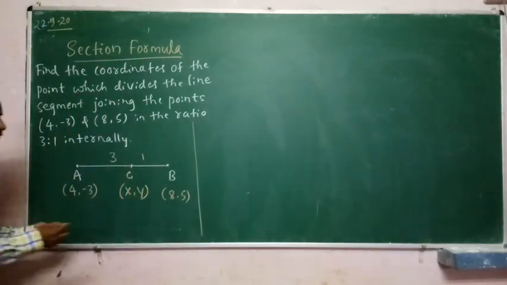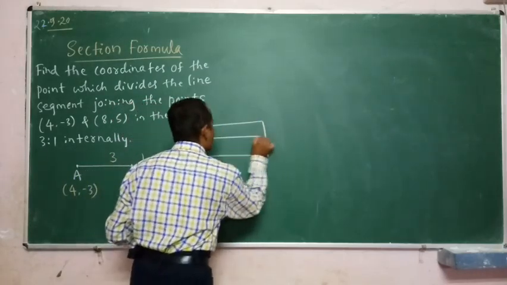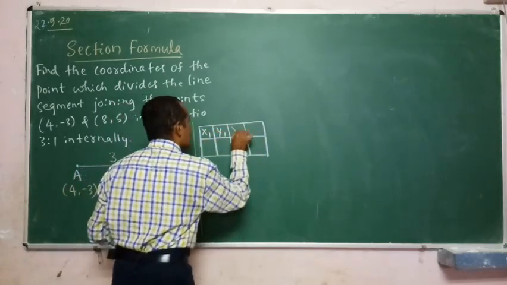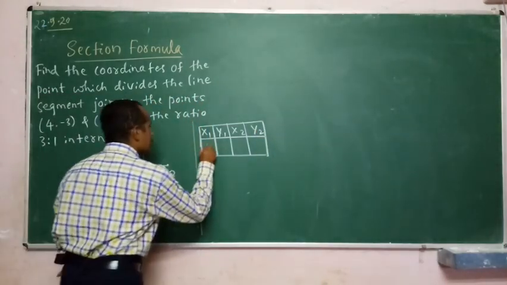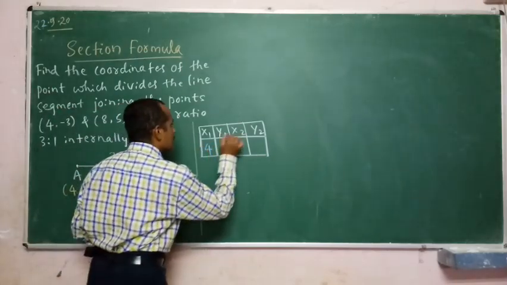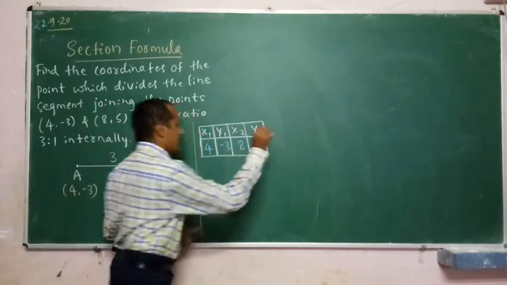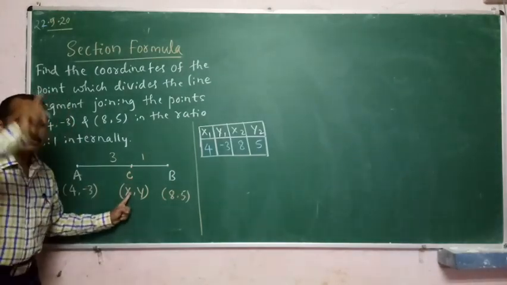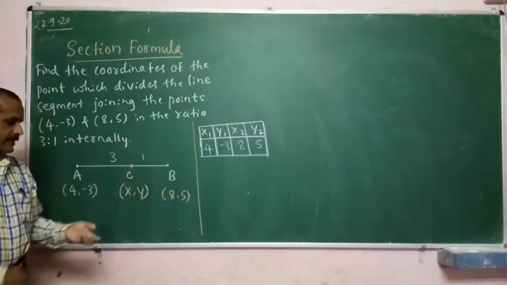I can make a small table for my reference: x1, y1, x2, y2. I will take x1 as 4, y1 as minus 3, x2 as 8, y2 as 5. I have told you this will always be xy only, and the ratio m:n is 3:1.